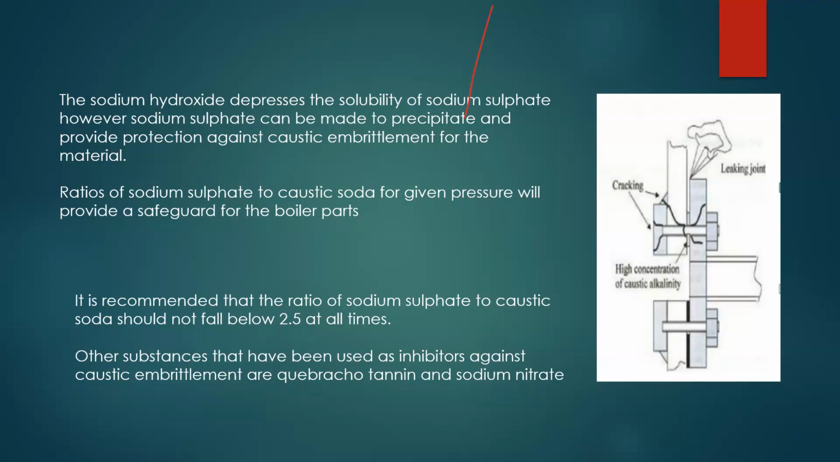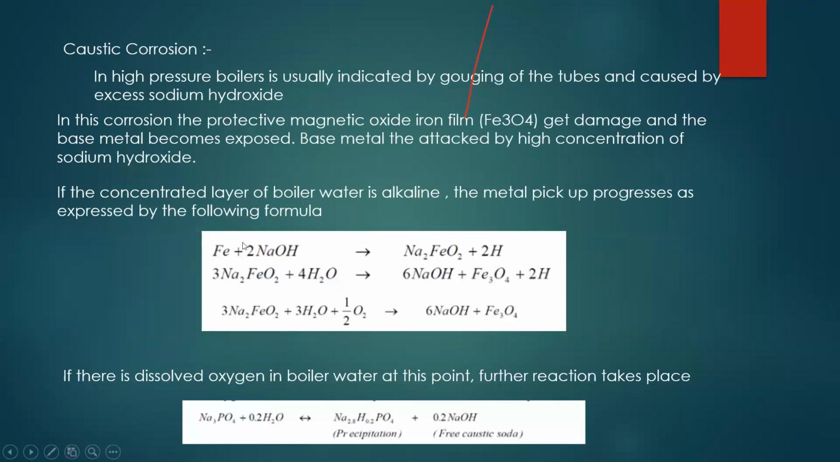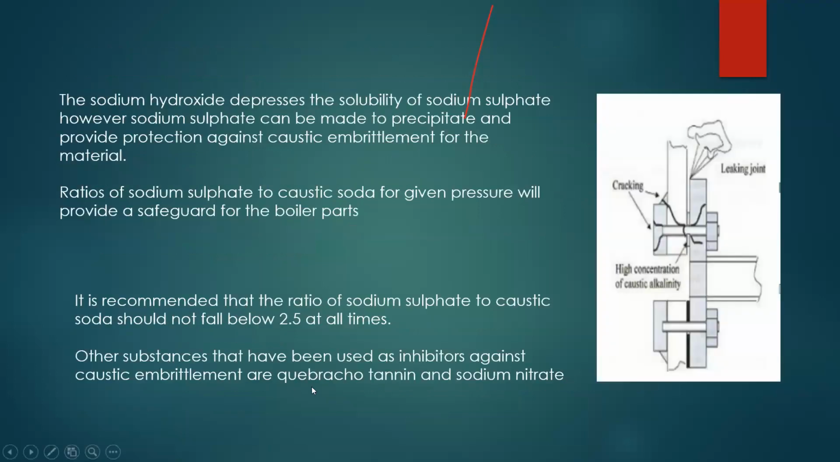Sodium nitrate. If the surveyor is asking you what this chemical caustic corrosion is, it happens because of the high concentration of sodium hydroxide. Then try to explain that sodium hydroxide reacts with the iron and makes sodium iron oxide. If we want to control this, then we should have enough sodium sulfate or sodium nitrate, or one more chemical, sodium quebracho tannin, so that we can use them as an inhibitor for the caustic embrittlement.